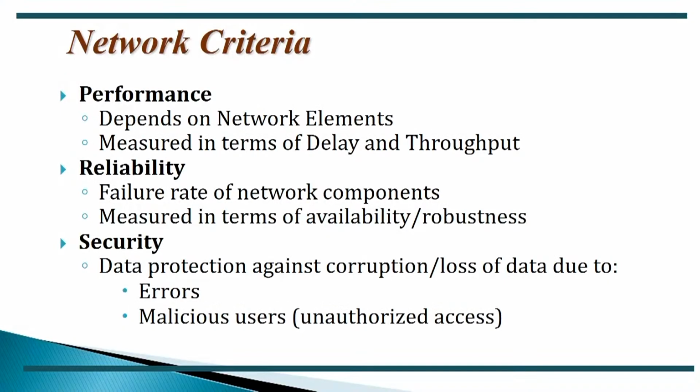First is performance. The performance of a network depends upon network elements, and it is measured in terms of delay and throughput. Throughput is when we count how much data is sent or communicated from one node to another in a specific unit of time. How many packets, or how much data in bits or any other unit, can be transferred in how much time.